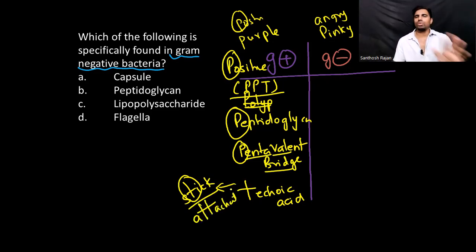You have a clue. God has given you a lot of clues. You only have to open your eyes and see. That's it, nothing to do. Everything will come automatically. So stick is to attach. Attach or attachment. So, teichoic acid. You got it? Teichoic acid.